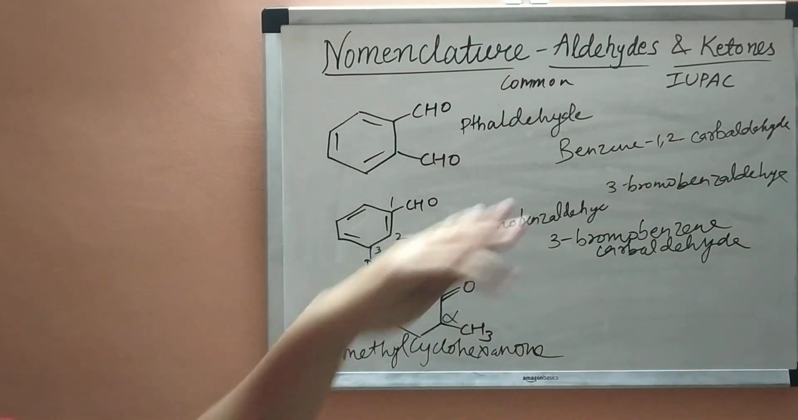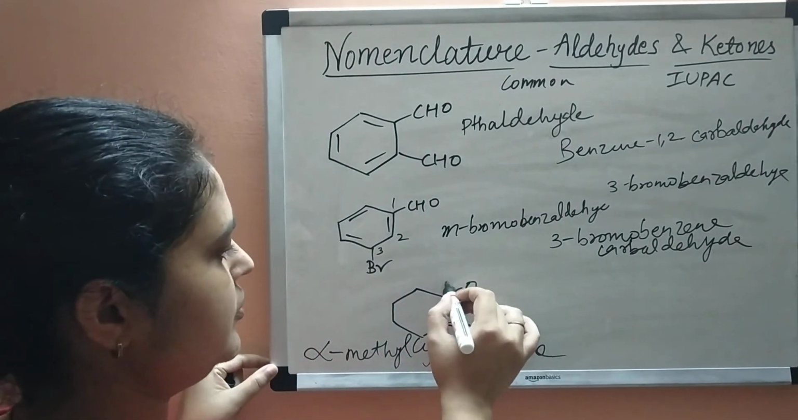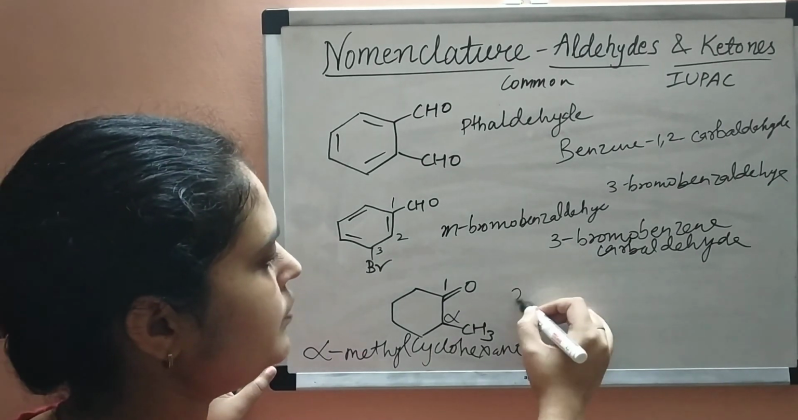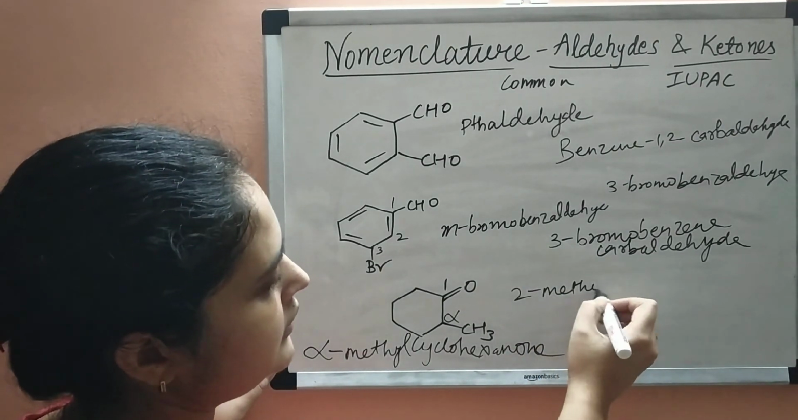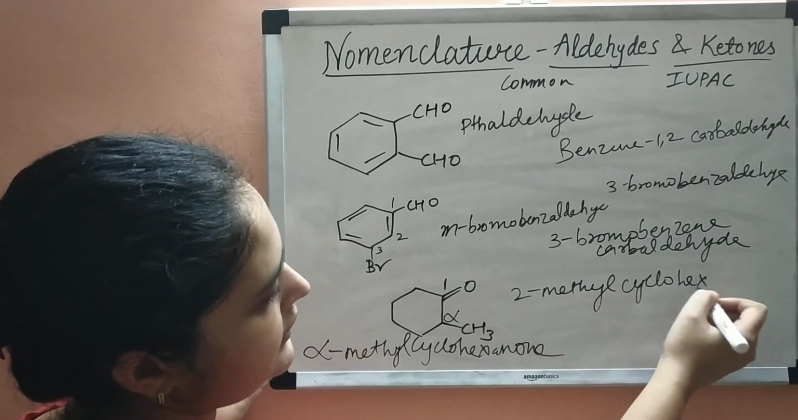And in the IUPAC name it will be named as what? This is the second position, because the first position is the carbonyl position. So this is the second position. So 2-methylcyclohexanone.